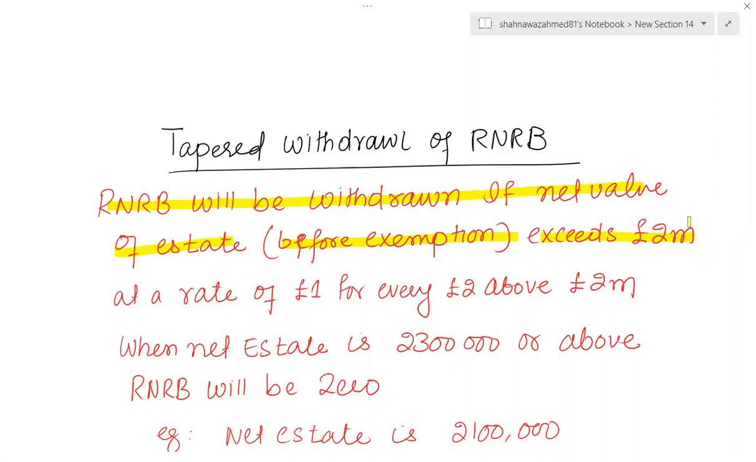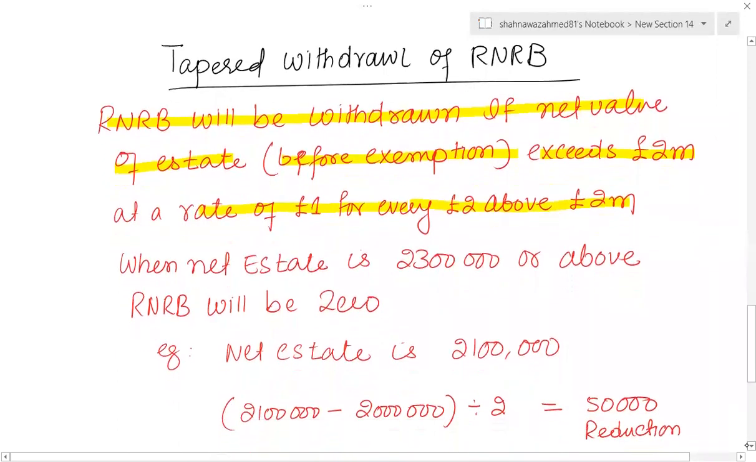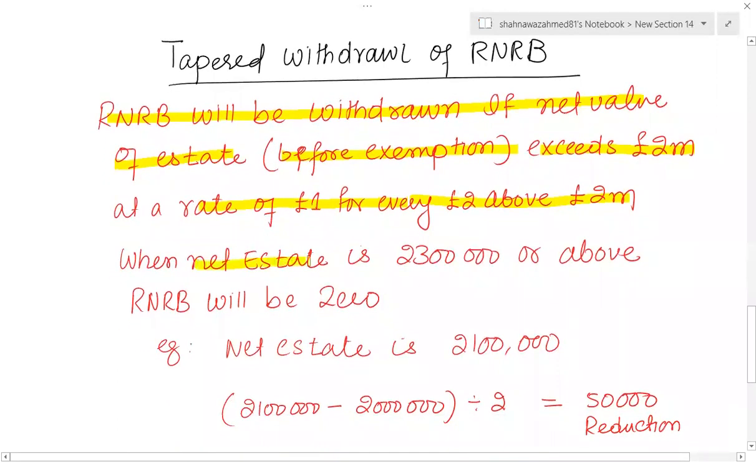And if that exceeds, then for every excess of £1 above 2 million, at a rate of £1 for every two above 2 million, that is half of the excess amount, you have to find out the excess amount. For example, when net estate value is 2.3 million or above, RNRB will be 0.